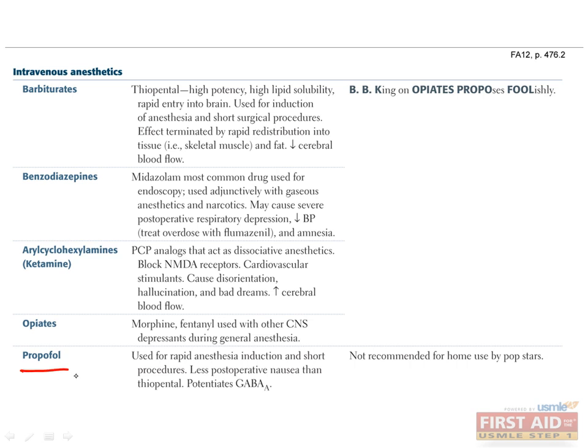Then we have propofol. Propofol is really the most commonly used anesthetic. And what's the mechanism of action? Well, it potentiates GABA, and it also inhibits NMDA glutamate receptor activation. It's popular because it is short-acting, meaning that it only takes about 30 to 50 seconds from injection to put the patient under. Also, once you've stopped the medication, the patient will wake up within 5 to 10 minutes. Compare that to midazolam, which takes about 2 to 3 minutes to induce anesthesia.